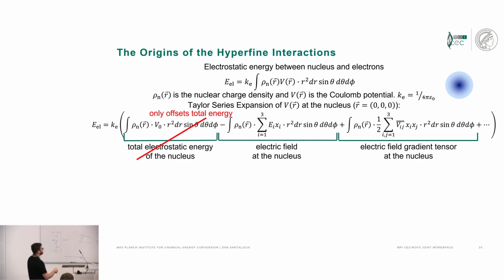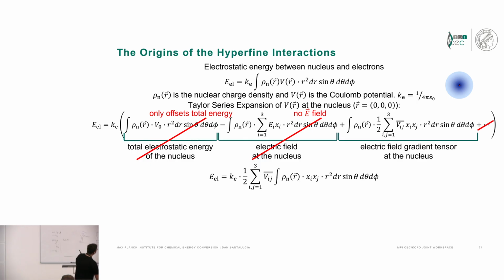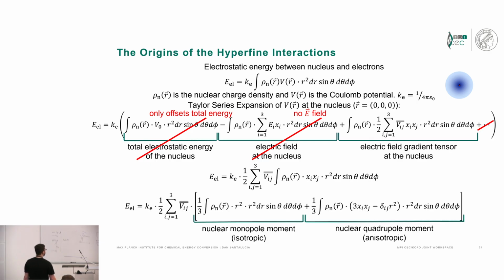Well, this first one only offsets the total energy, but in spectroscopy, we only look at energy differences, so I don't care about the first term. Oh, yeah, okay, there's actually no electric field at the nucleus, so we don't care about that term. So it's all coming from this term. I'm going to discard all the higher order terms. It's done. Okay, boom, there it is. And now we have this summation over this electric field gradient tensor, this Coulombic charge density, and then this kind of dipolar type formulation, right?